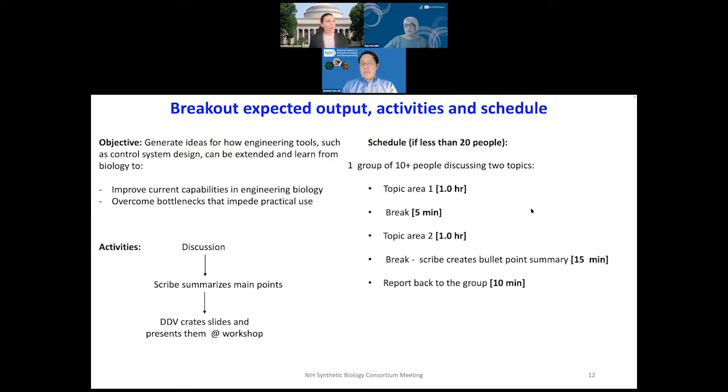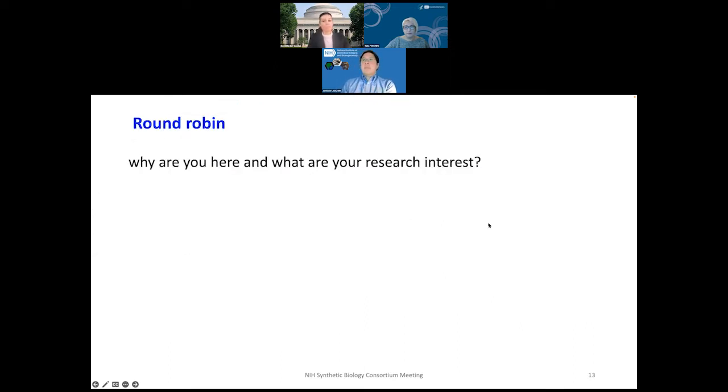So with that, I would like to stop here for a moment before the round robin to see if I forgot anything. Okay, so then what I suggest we do is go around the virtual room and each introduce ourselves, maybe telling us why you are in this workshop and what your research interests are. And then we can start with topic area 1 next.